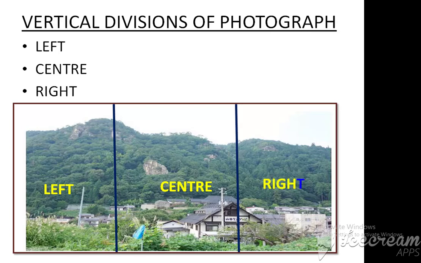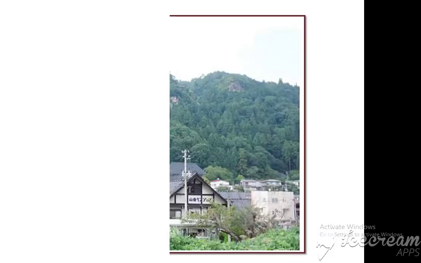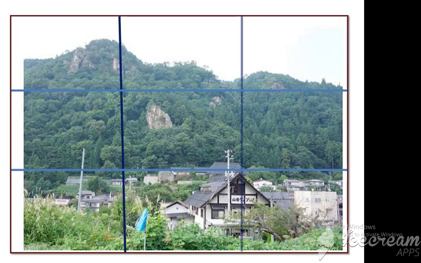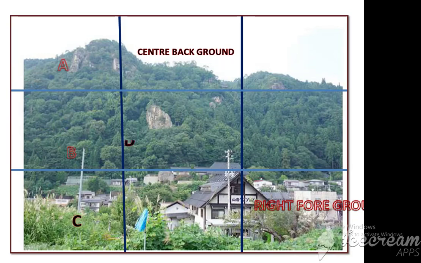If we join them, we can get nine parts of a photograph, as I draw the horizontal lines first, then the vertical lines. So we have nine parts. I think you can name them. For example, we have center background. We have another example there, right foreground. And many others, as they are numbered there, I think you can fill in the remaining parts.